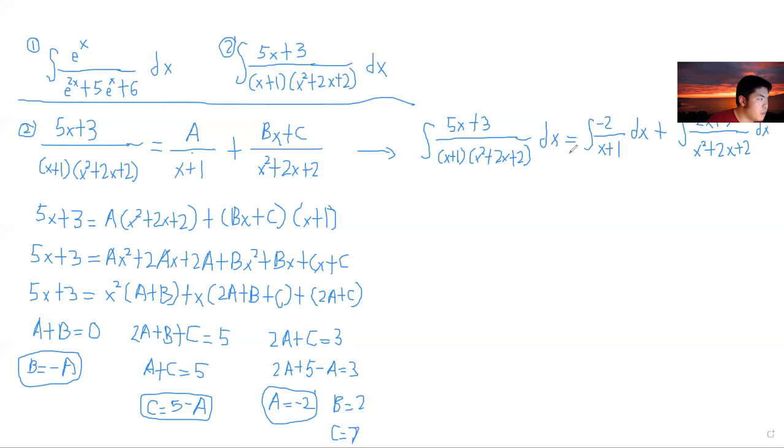All right, so let's consider the 2x plus 7 part. I'm going to separate this part out so you don't get confused. I already know what the value of the first integral is. Let's just consider this part first. So 2x plus 7 over x squared plus 2x plus 2.